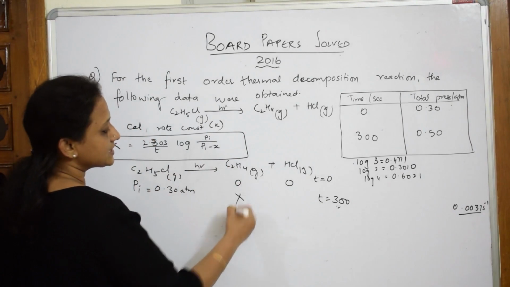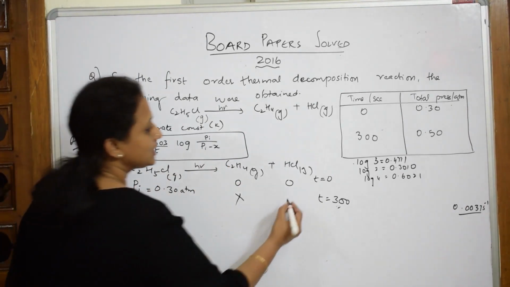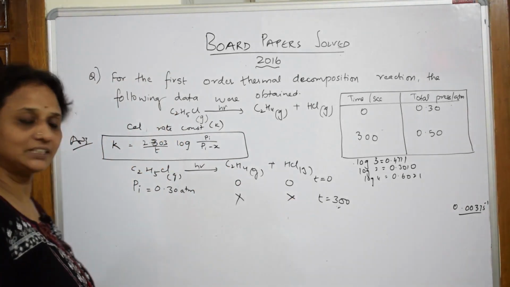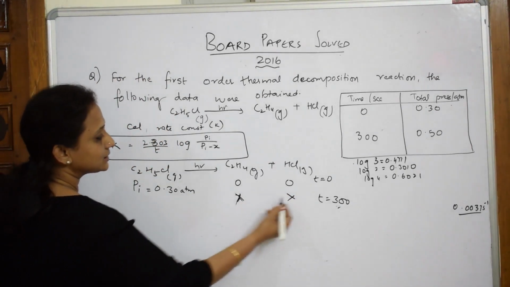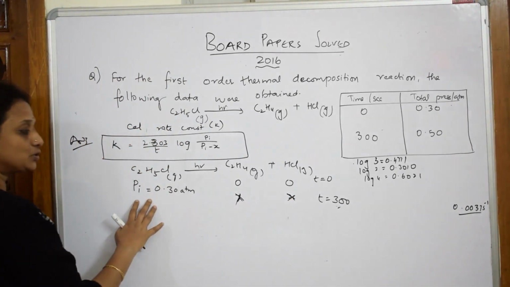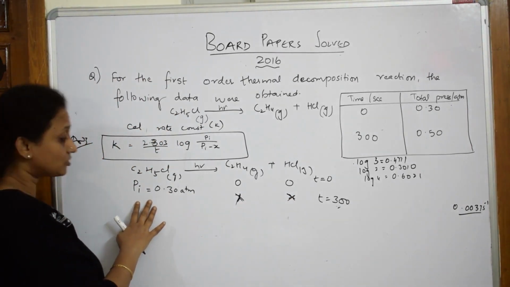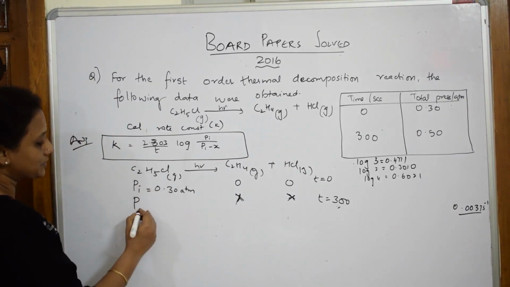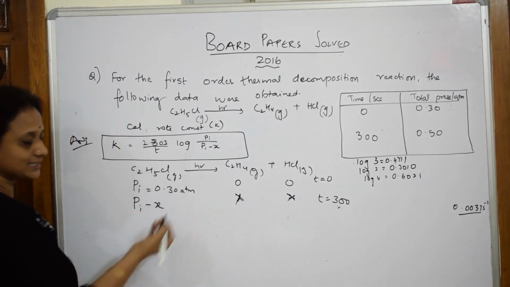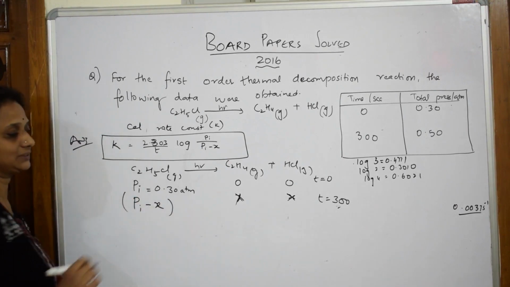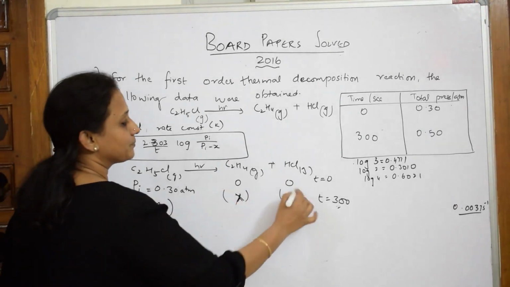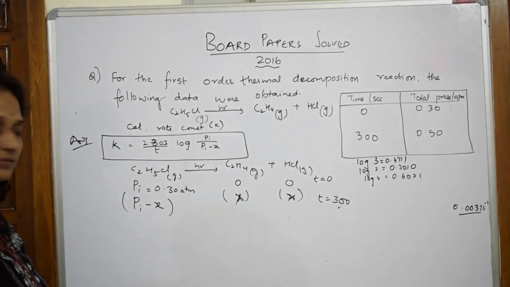So now the pressure exerted by this, I'm picking up as X. This also I'm picking up as X. Now what will happen to the initial reactant partial pressure? It becomes Pi minus X, isn't it? Yes, right. This is 1, this is also 1, this is also 1.